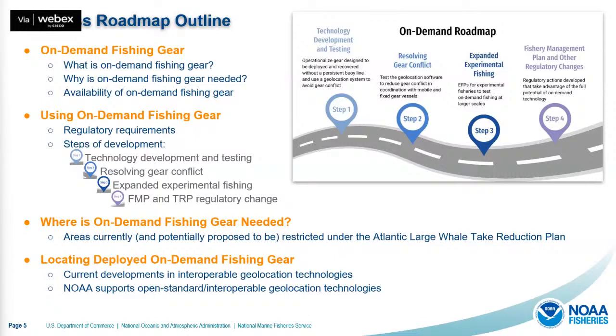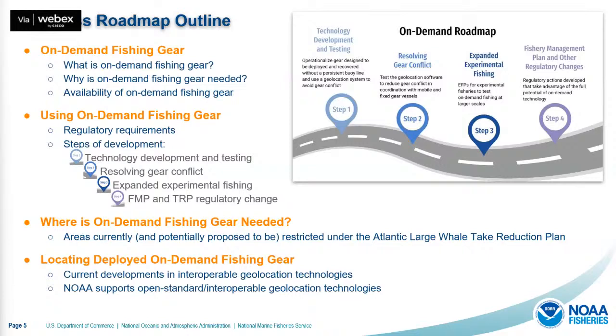And we look at using the ropeless gear currently. What are the current regulatory requirements in place that enable or prohibit ropeless gear up and down the coast? And then we look forward at the various states of development from where we are today with technological development and testing, where we might hope to be in resolving gear conflict, and in the future expanding experimental fishing, and lastly looking at FMP and take reduction plan regulatory change to enable more broad scale experimental fishing and adoption of ropeless gear for those who'd like to use it.